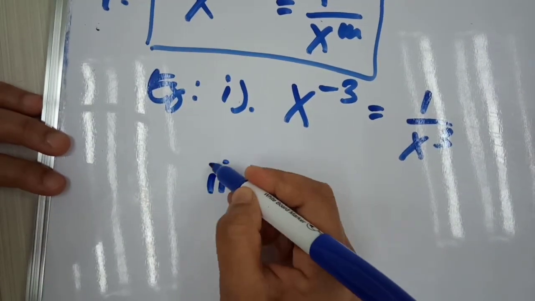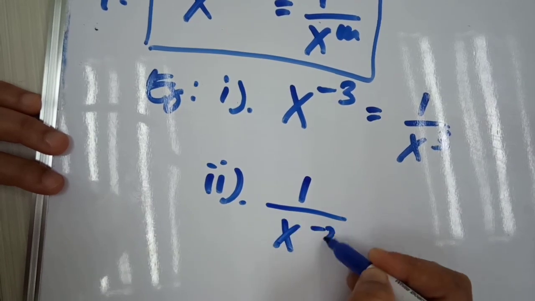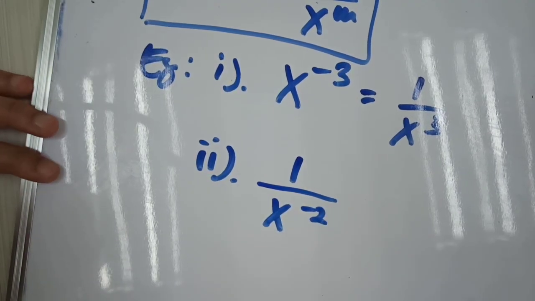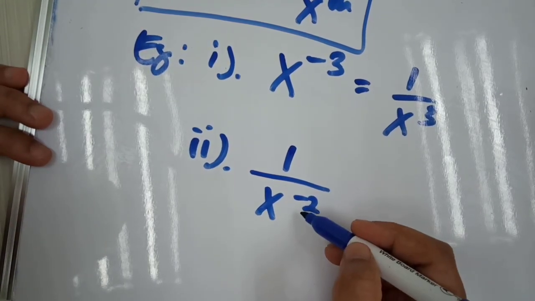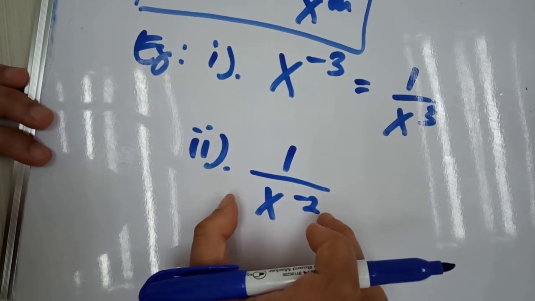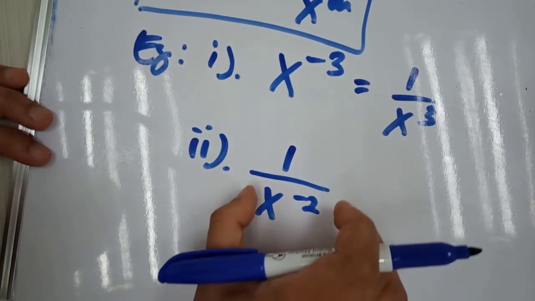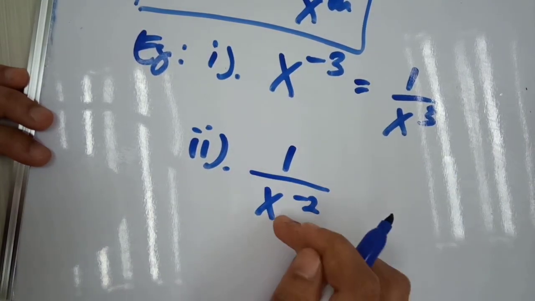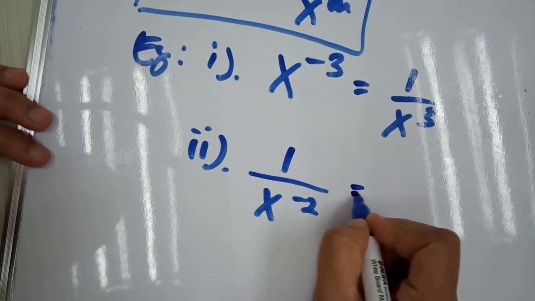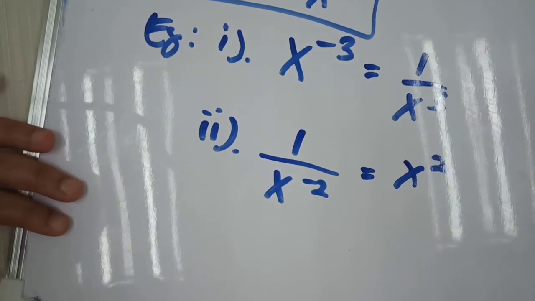Okay, so example 2, if you have 1 over x power of negative 2. So what do you think about this? When we have a negative exponent for the denominator, it means the bottom part. This one we call the denominator, this one the numerator. So you have to bring it up. So when we have negative, the answer is x power of 2. Okay, I hope you understand.